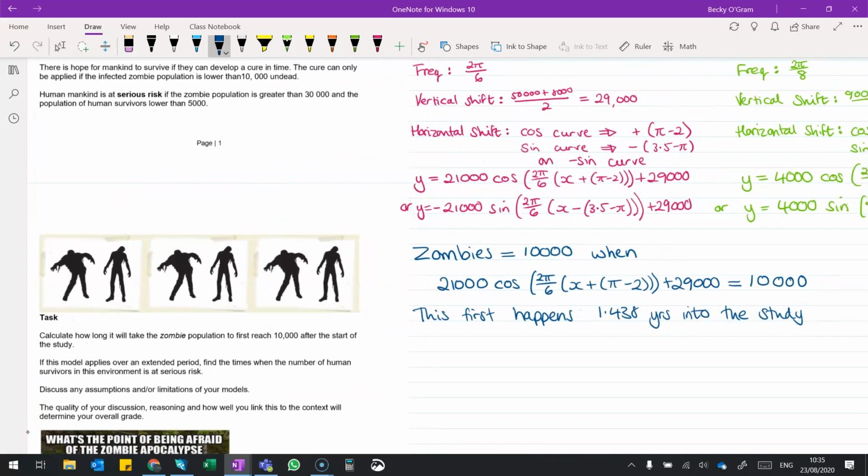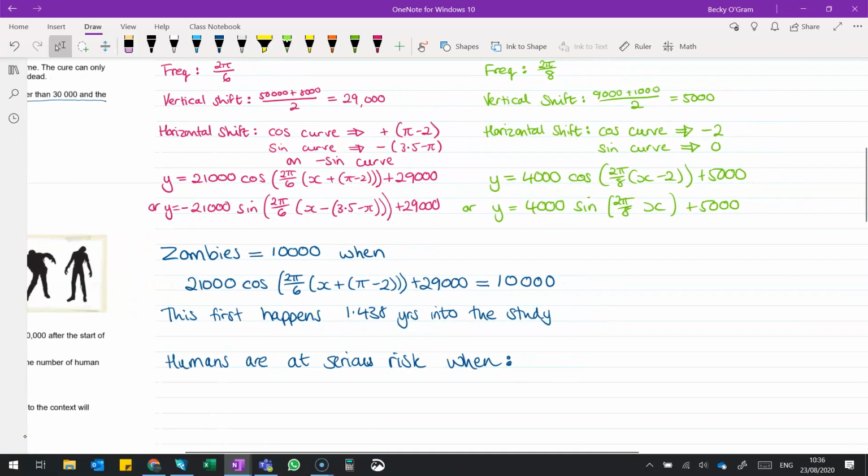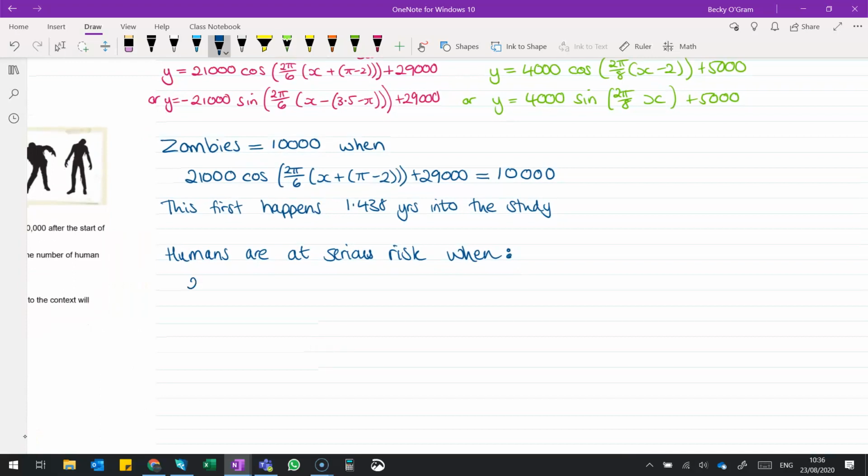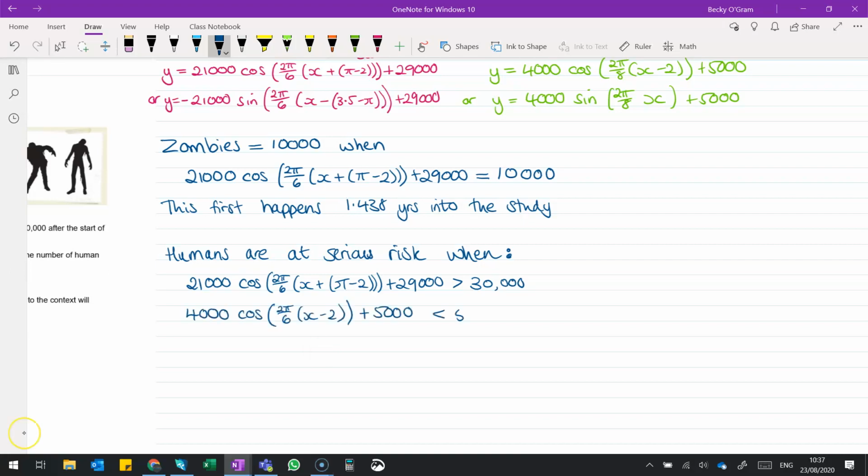Okay, the next thing is that if this model applies over an extended period, find the times when the number of human survivors in this environment is at serious risk. So serious risk was up here: if the zombie population is greater than 30,000 and the human survivors are lower than 5,000. So let's write down the equivalent equations to think about that. So zombie 21,000, etc., has got to be greater than 30,000. And the human equation is less than 5,000. And now we'll hop over to Desmos and see when that happens.